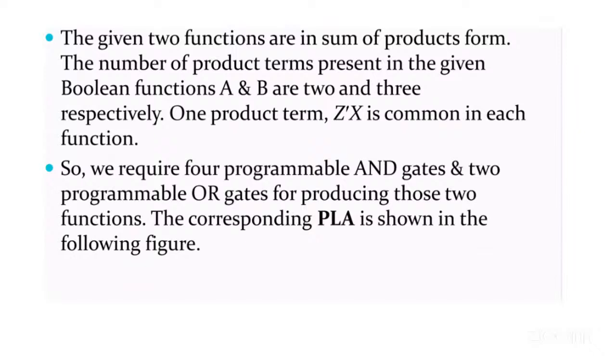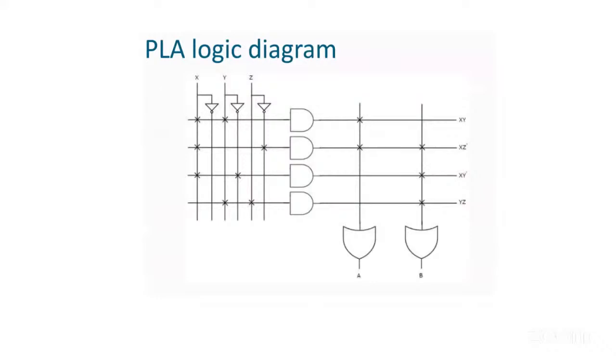One product term, z bar x, is common in each function. So we require 4 programmable AND gates and 2 programmable OR gates for producing those two functions. The corresponding PLA is shown in the following figure. This is the example: first xy, and then x and z bar, and x and y bar, and y and z.